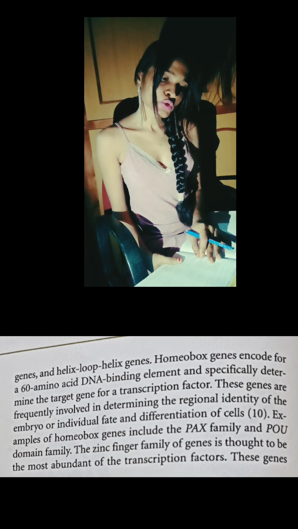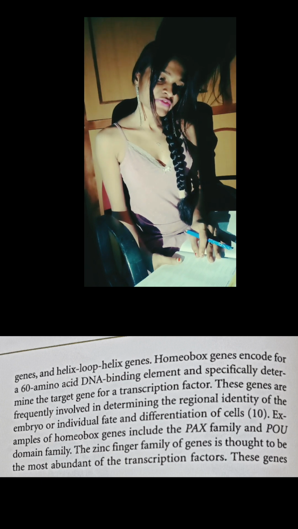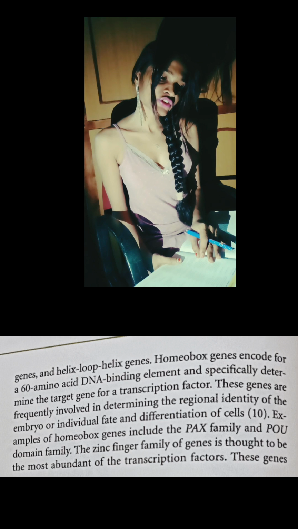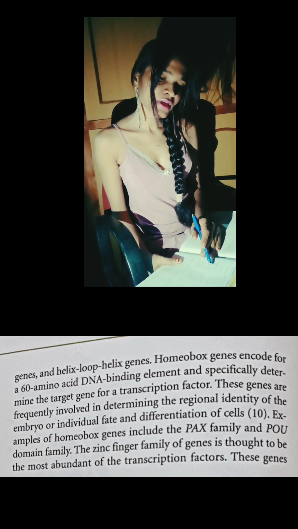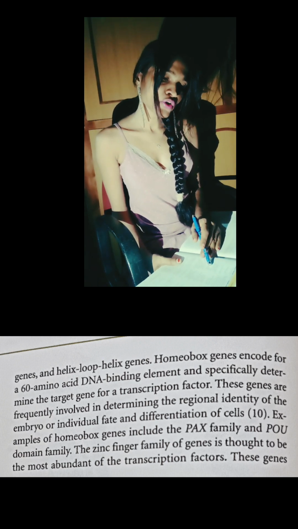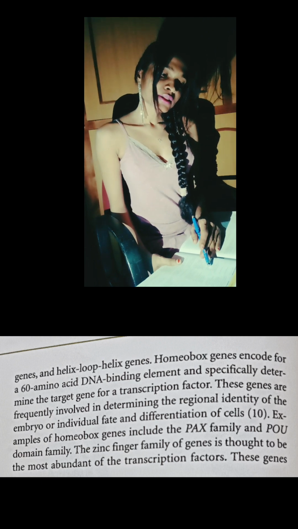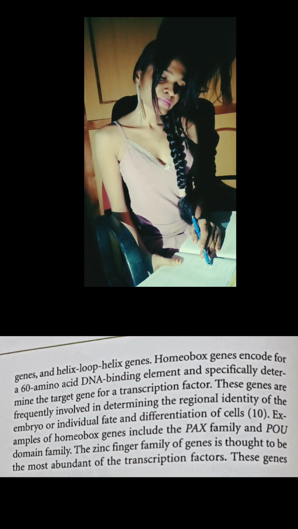Homeobox genes encode a 60 amino acid DNA binding element and specifically determine the target gene for a transcription factor. These genes are frequently involved in determining the regional identity of the embryo or the individual fate and differentiation of cells. Examples of homeobox genes include the PAX family and POU domain family.